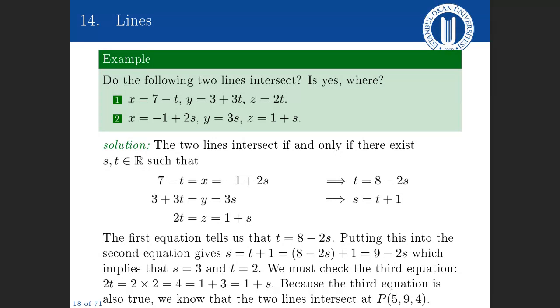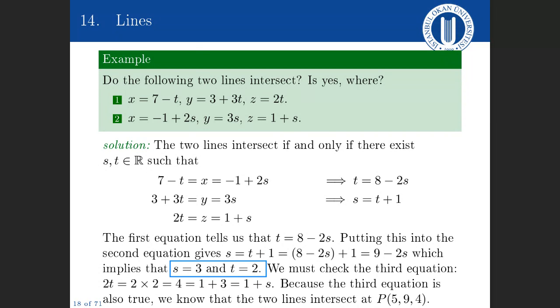Using s equal to 3 and t equal to 2 means that all three equations are true at the same time. So that means that the two lines do intersect. They intersect when s is 3 and t is equal to 2. So they intersect when x is 5, y is equal to 9, and z is equal to 4.